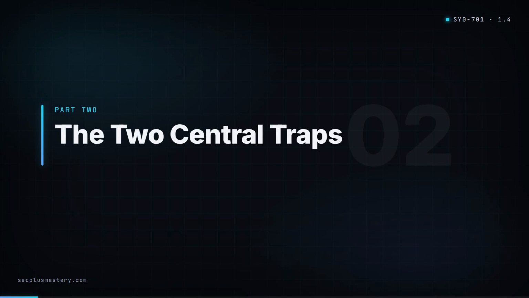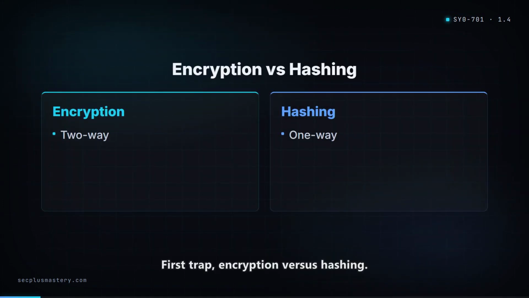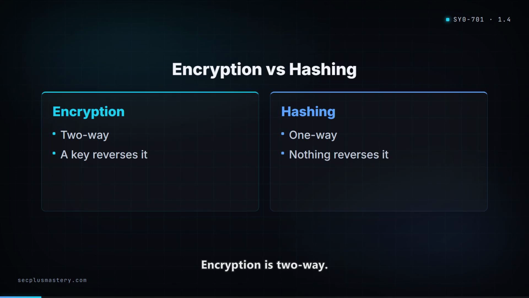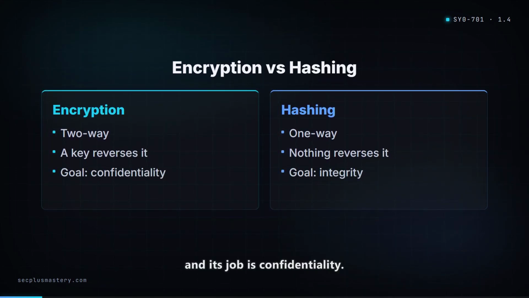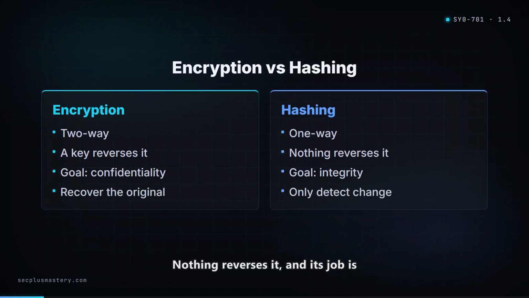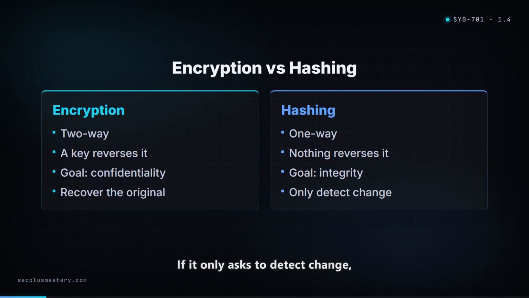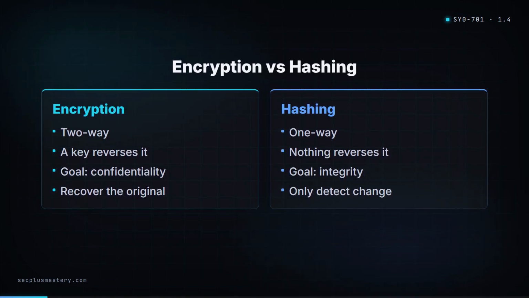Before we go deeper, 2 distinctions trip up more candidates than any algorithm name. First trap, encryption versus hashing. Encryption is 2-way. A key reverses it, and its job is confidentiality. Hashing is 1-way. Nothing reverses it, and its job is integrity. If the question asks to recover the original data, it is encryption. If it only asks to detect change, it is hashing.